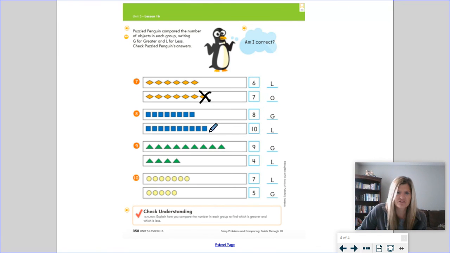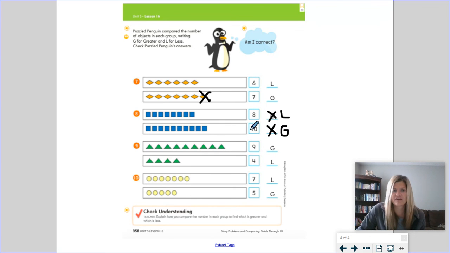I'm looking at the picture and I'm seeing fewer squares on the top row than the bottom. I think Puzzle Penguin did it wrong. Oh no, he made another mistake. I'll have to cross out the G. I have to cross out the L. This is less than. 8 is less than 10. So this means this is greater than. 10 is greater than 8.